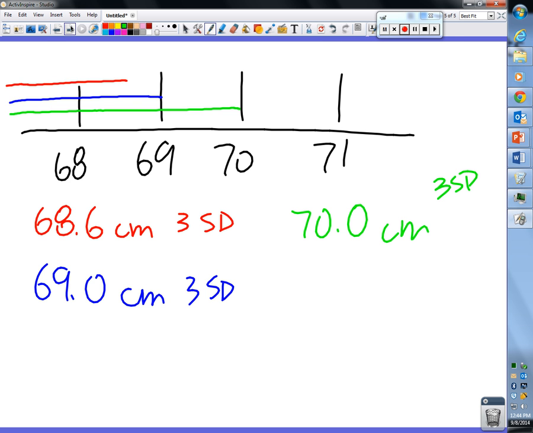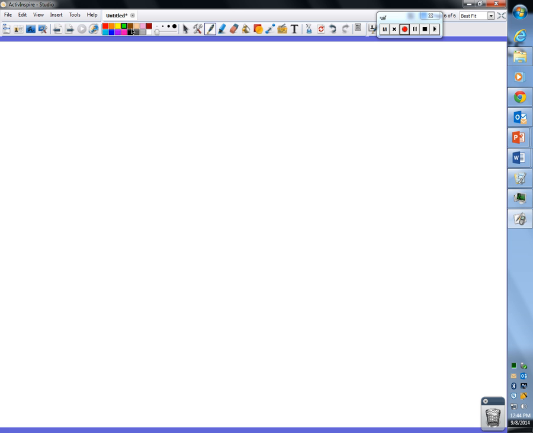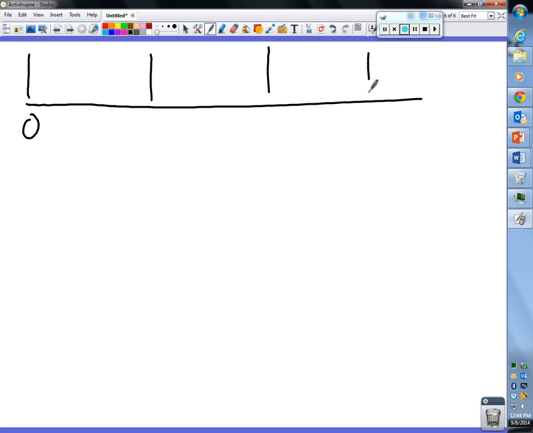Next ruler. It's funny, white. Okay, so here's our next ruler.